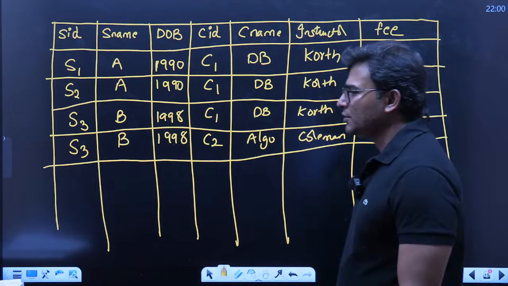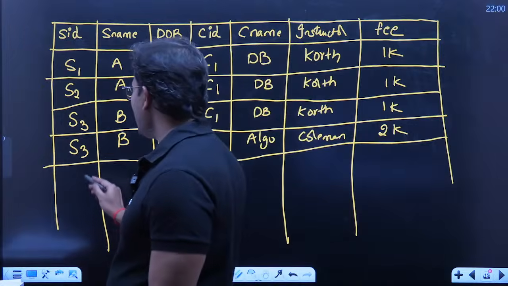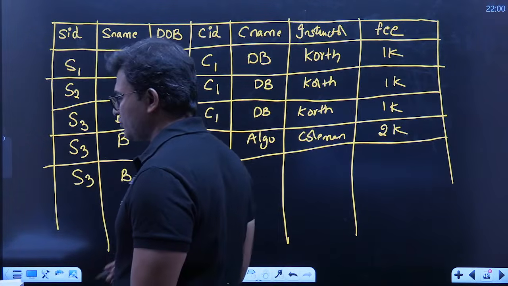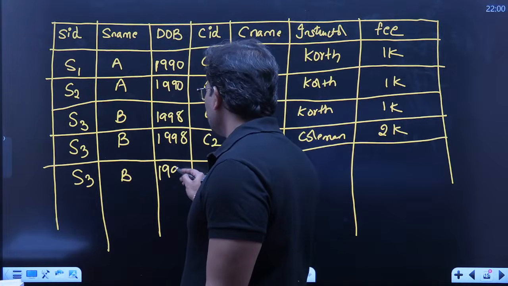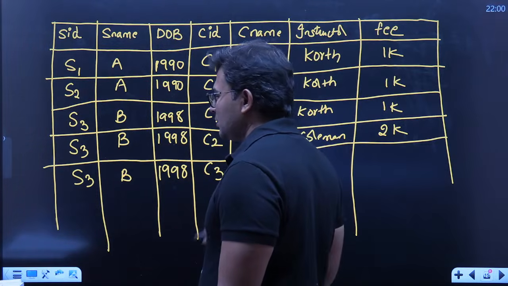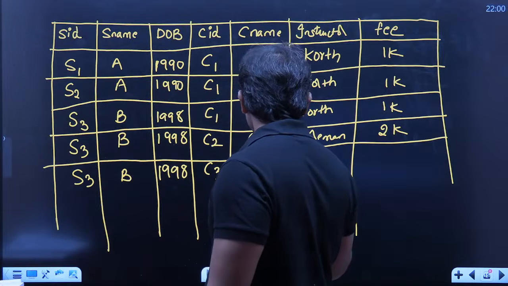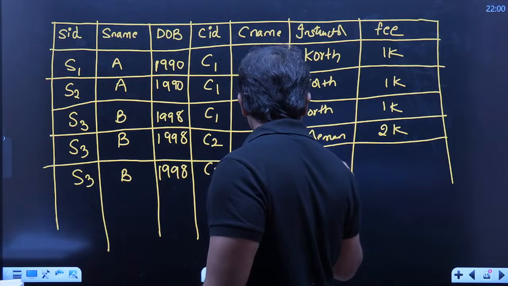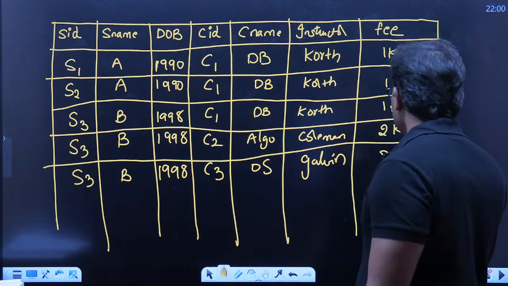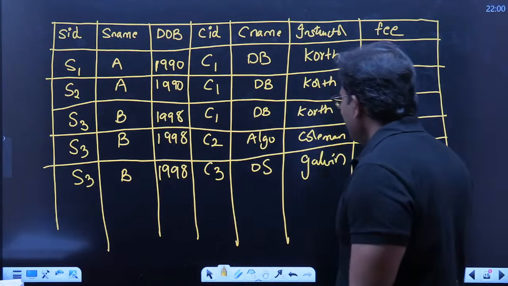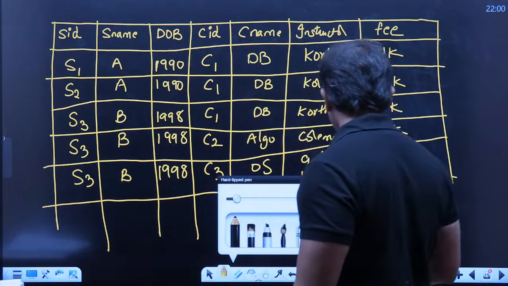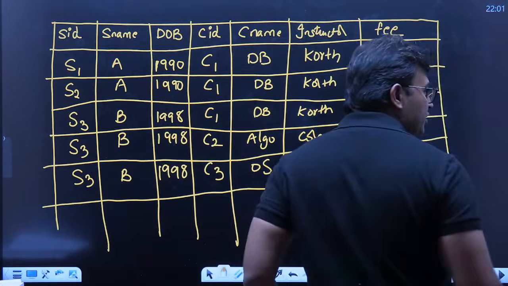So there is S3, and student number 3 has enrolled in one more course. C3, let us say it is OS by Galvin, and the fee is 3K. Now if you look at the table, there are some redundancies.